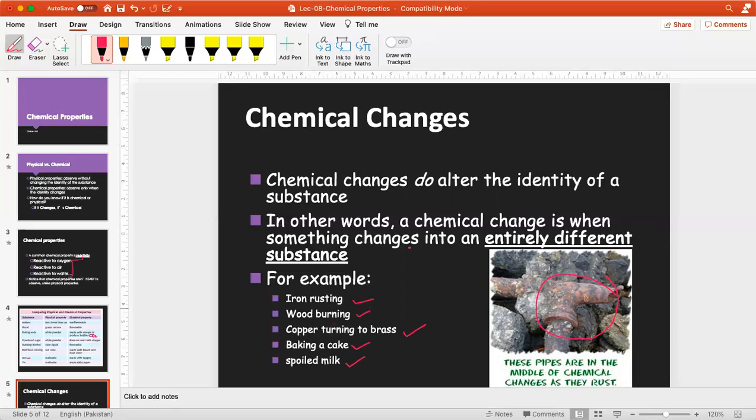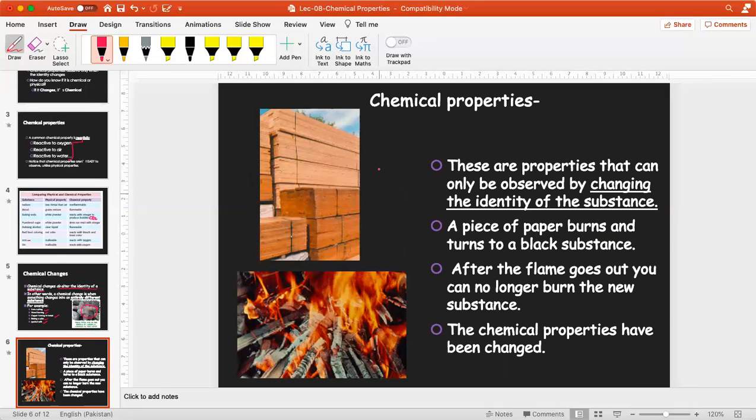So these are the chemical changes. What is the net outcome? That chemical changes alter the identity of a substance. On the next slide we see some more examples of chemical properties and chemical changes. Again, when I talk about chemical properties, we say that changing the identity of a substance is a chemical property, so these are the chemical changes.